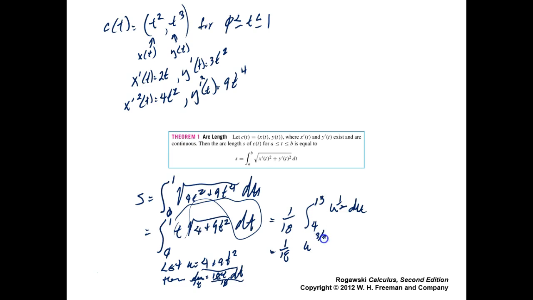U to the 3/2. I said 3/2 and wrote 3/3, that makes sense. But then I have to multiply by 2 and divide by 3. So the 2 will go into 18 9 times. And we'll evaluate that from 4 to 13. Who wants to do that anyway? I can do the 4 part. The 13 really stinks.